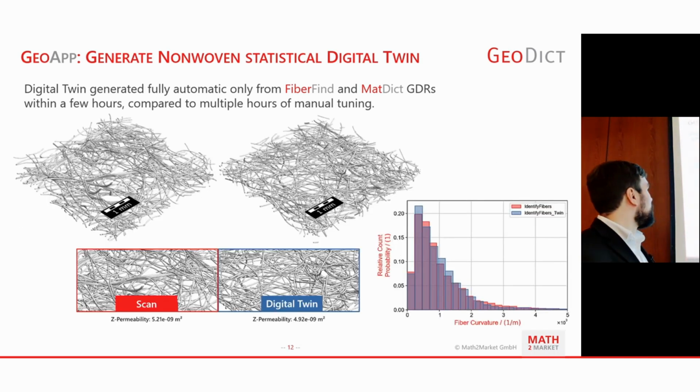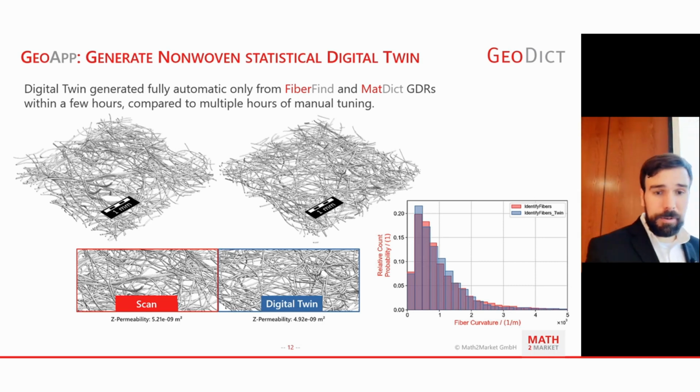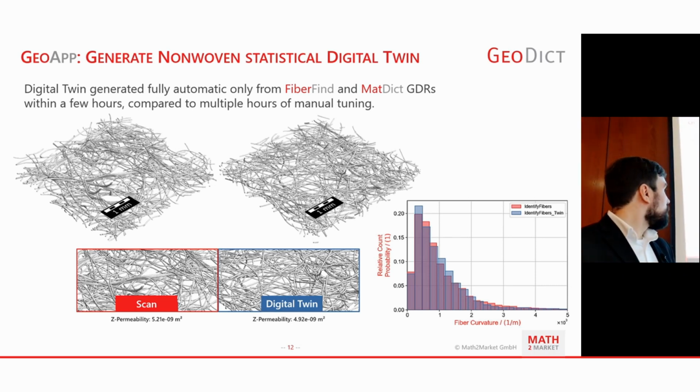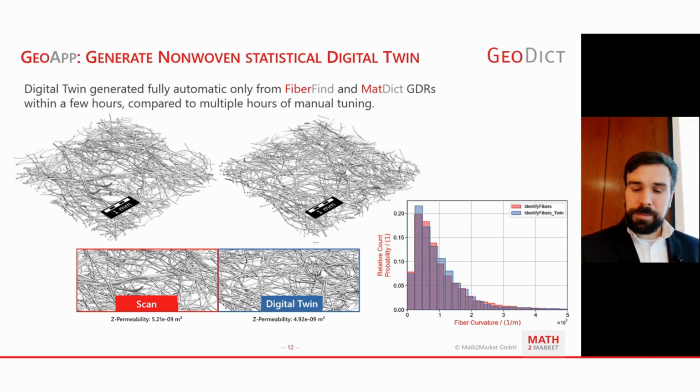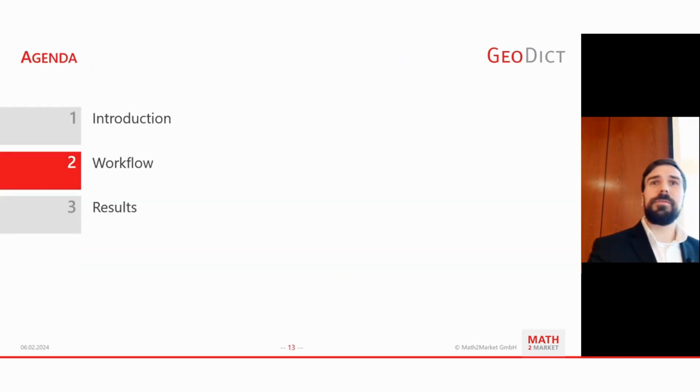Okay, and here we have the result. It's the same pictures as before, and we have a fiber curvature distribution in red for the original material, and in blue for our digital twin, and also a permeability calculation we did here, which is well within 10%. So that's a very nice result. So much for the introduction and a bit of a teaser for the app.